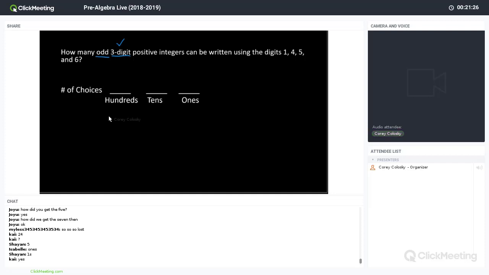Very good. Because we mentioned that in the last problem, right? The ones place is what tells if it's odd or even. It could be a large number, but that ones place, the last digit, is what affects odd or even. So here, the ones place must be an odd number. So how many odd digits do we have to choose from? Well, we're limited even further because we can only use the digits 1, 4, 5, and 6. So from those options we have to choose from, how many of those are odd that could be in the ones place?